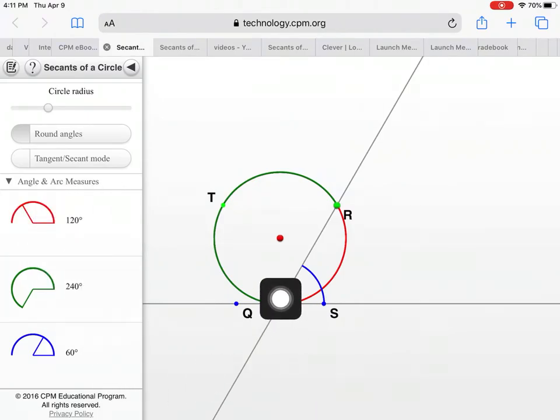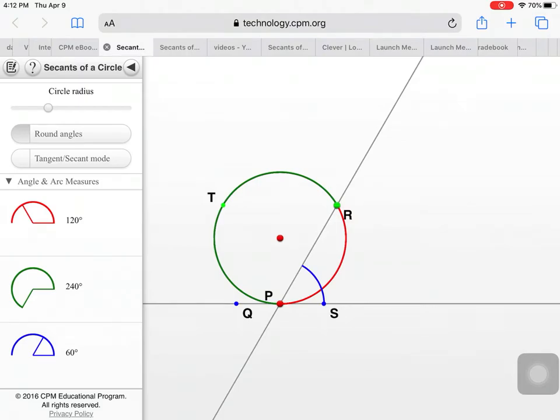I can move this and get different angles, but I'm just going to keep it right here because it shows it very well. So my minor arc is 120 degrees, and my major arc is 240. And what I notice is when I have a secant line and it intersects with a tangent line at the point of tangency, which is point P, so that's where the tangent line hits the circle, I notice that the angle it creates is half of the minor arc. So angle RPS is half of arc RP.